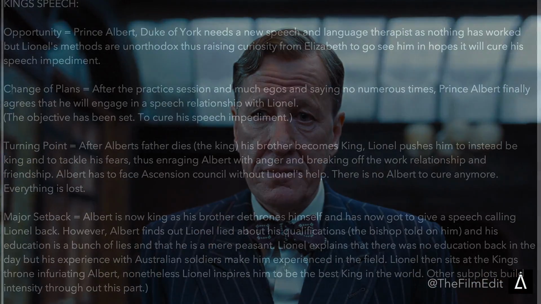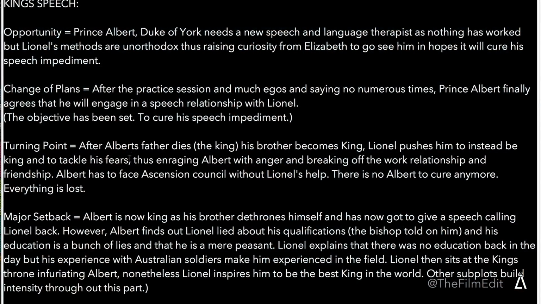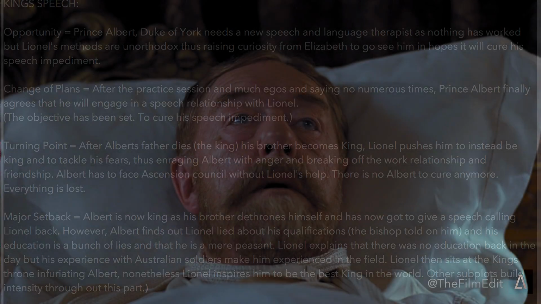No, I haven't. Turning point. After Albert's father dies, his brother becomes king. Lionel pushes him to instead be king and to tackle his fears, thus enraging Albert with anger and breaking off the work relationship and friendship. Albert has to face his fears without Lionel's help. There is no Albert to cure anymore. Everything is lost.